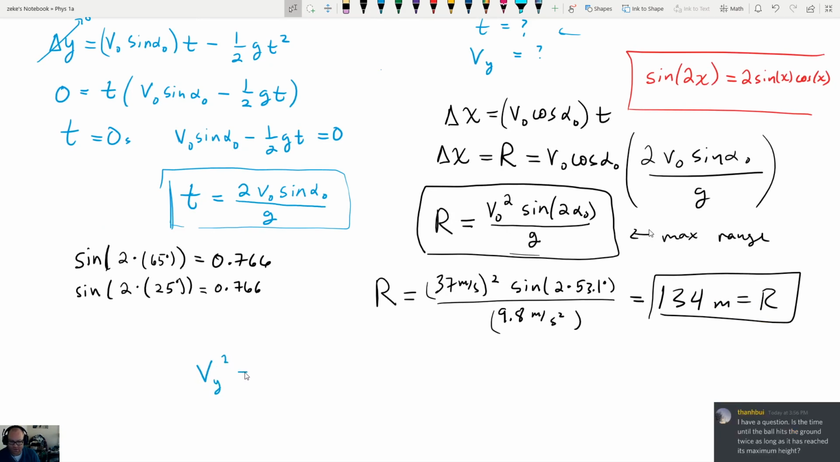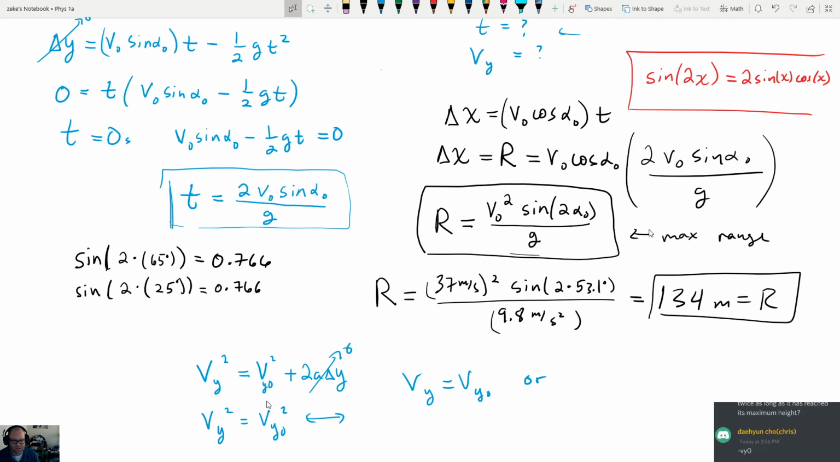Vy squared is equal to Vy initial squared plus 2a delta y, right? But this is 0, right? So that means that Vy squared has to be equal to Vy initial squared. Now there's two possibilities for this. Either Vy is actually equal to Vy initial, or what's the other possibility? Yes, that's right, we already talked about that. What's the other possibility that can make this equation true? Yeah, negative Vy initial. So the other possibility is that Vy is equal to negative Vy initial. That basically proves it. That's the answer, actually.